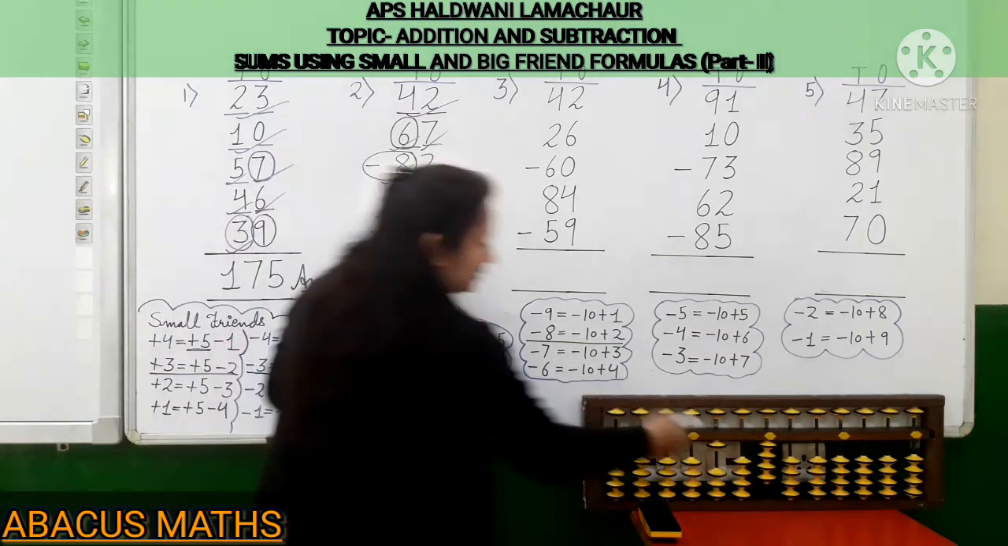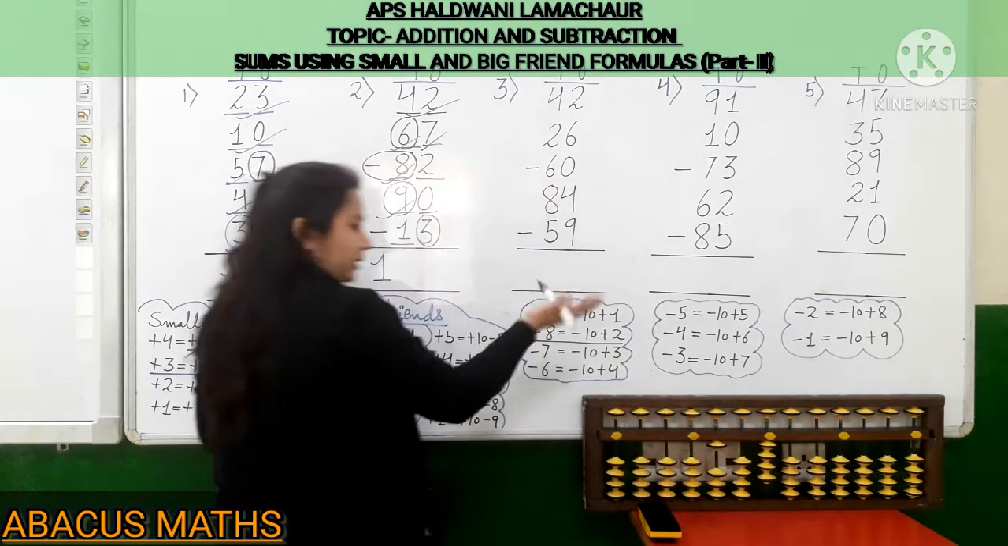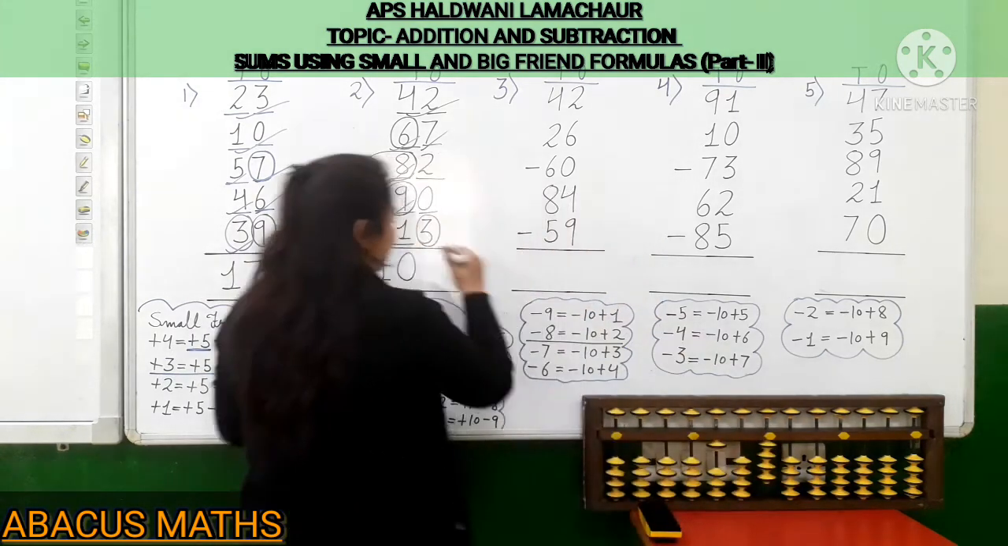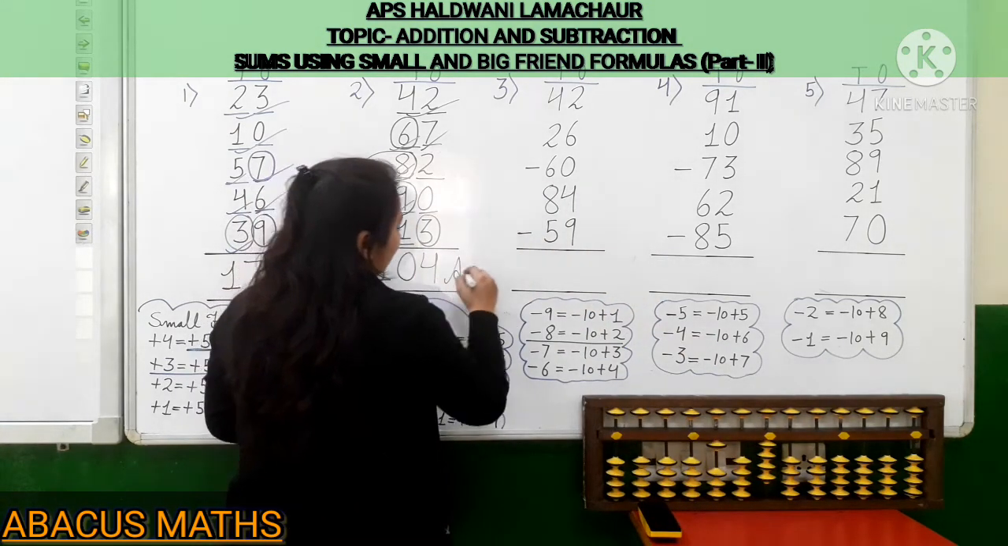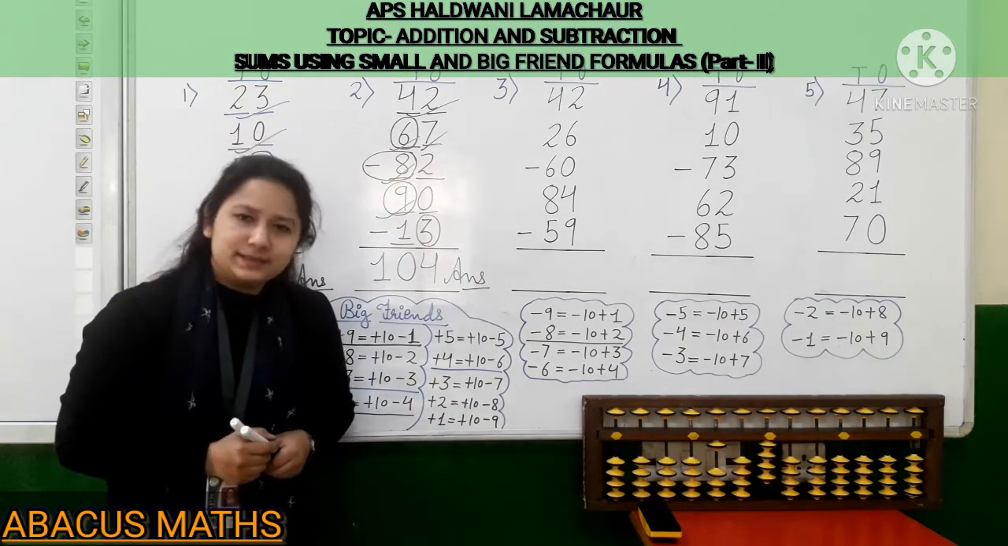Now count. See, 1 in the hundreds rod. Nothing in the tens rod, nothing means 0. And 1, 2, 3, 4 in the ones rod. So your answer is 104. I hope, kids, that you are getting the sums.